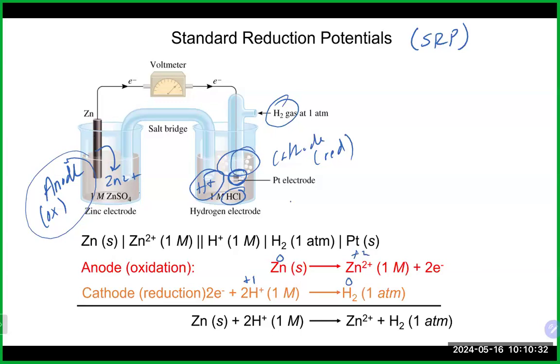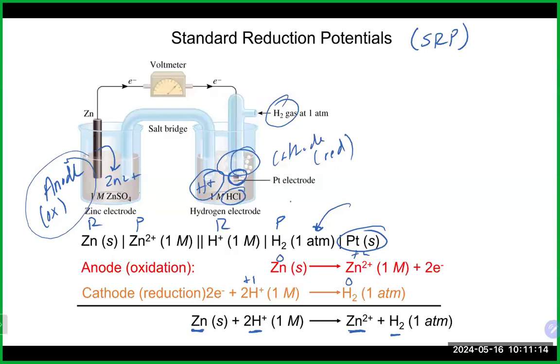Here's the cell diagram for that, and we can see, again, as I mentioned, reactant and product: zinc a reactant, zinc 2 plus a product, H plus a reactant, and H2 a product. We also see a couple of other things inserted in here. We have the pressure of our gas at 1 atmosphere, which means we're doing it under standard conditions. And we also have the platinum wire acting as the physical electrode for our cathode side of the reaction. Any questions on that?